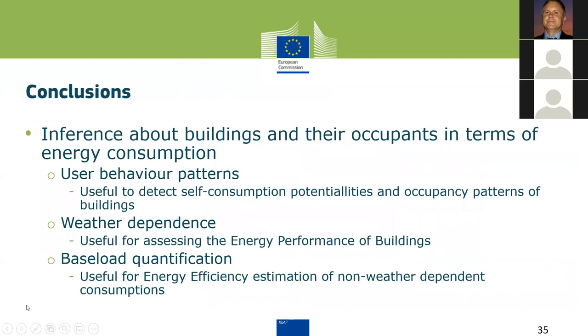So the conclusion, finally, is that the methodology we presented is good for inferring information about buildings and their occupants in terms of energy consumption. Basically, we have three parts. The first one, the user behavior patterns, is useful to detect self-consumption potentialities, so maybe PV generation, and occupancy patterns of buildings that could be useful for some applications.